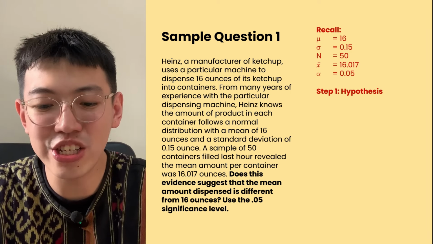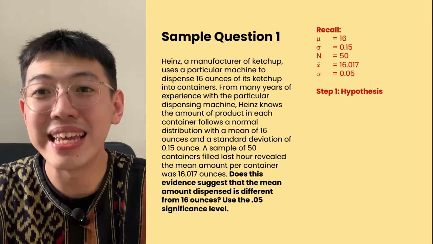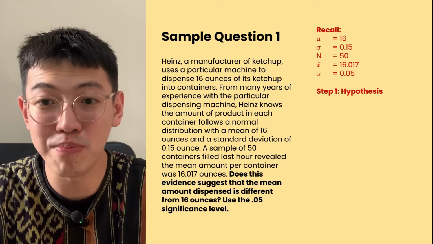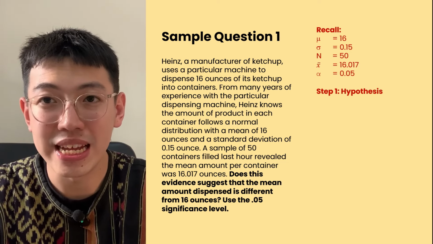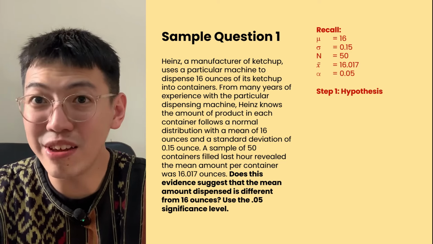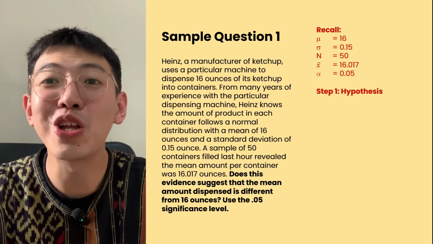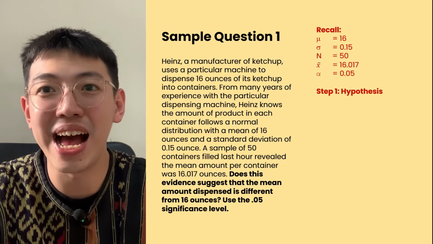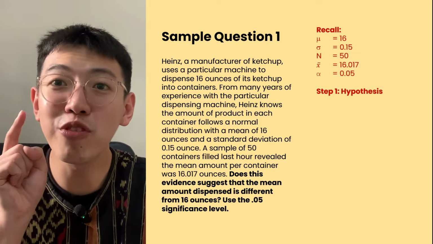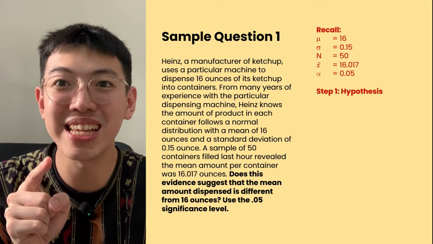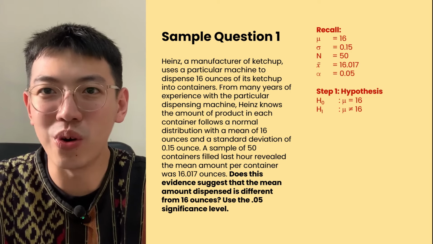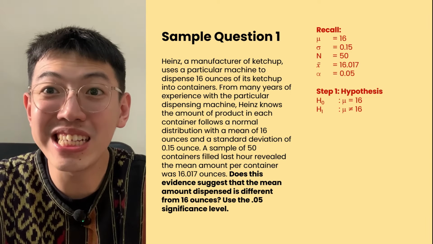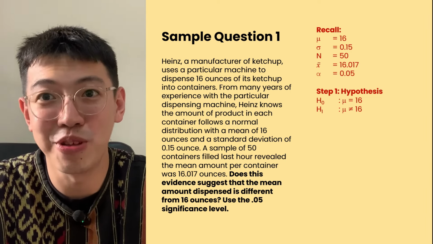The question here states 16 ounce. Yes, 16 ounce, the population mean. And the keyword here is "different." If the keyword is different, we use not equal in the hypothesis. You have to watch again the hypothesis testing video if you forget the concept. Not equal will be put in the H1 or alternate hypothesis.